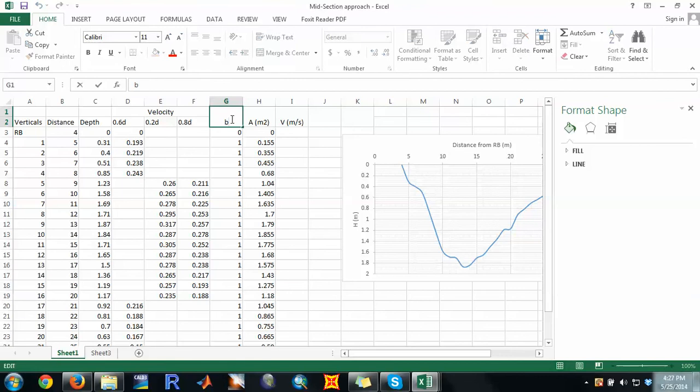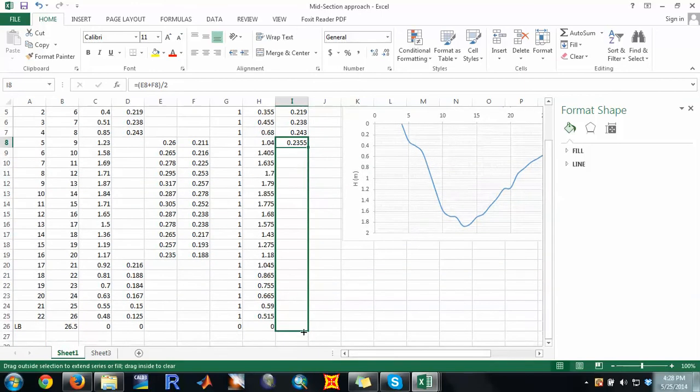So our B is in a meter, and so the velocity is the 0.6 d velocity at the corners. So the average velocity is the same as the 0.6 d velocity up to this point, where that works. But at this point we have two-point velocity, so we take the average of the two. So the 0.2 d velocity and the 0.6 d velocity divided by 2 will give you the average velocity.